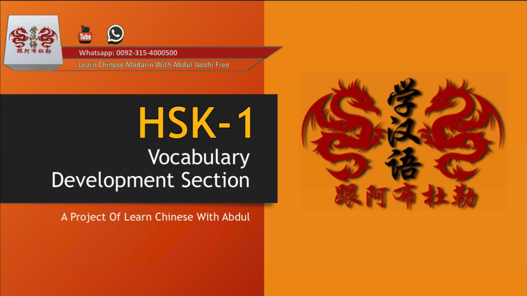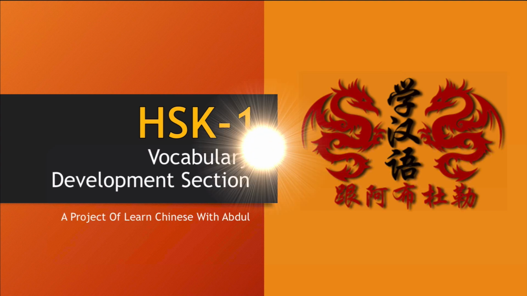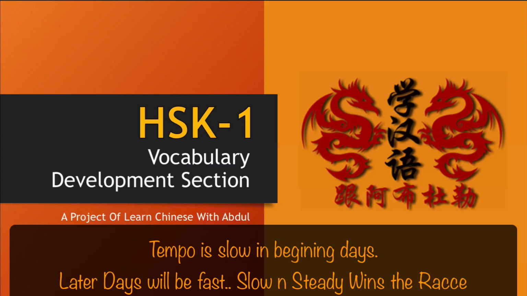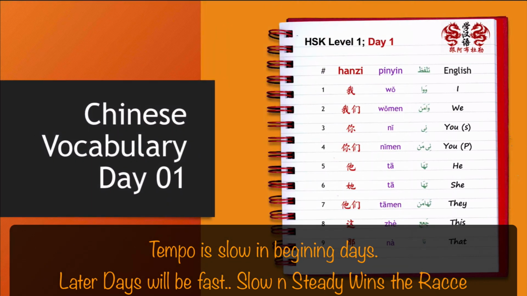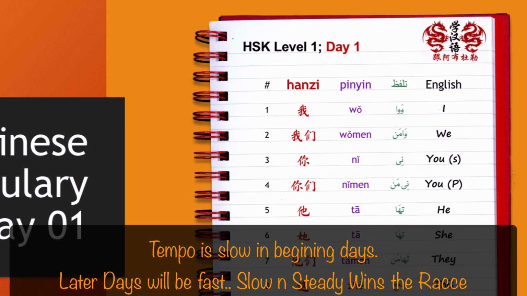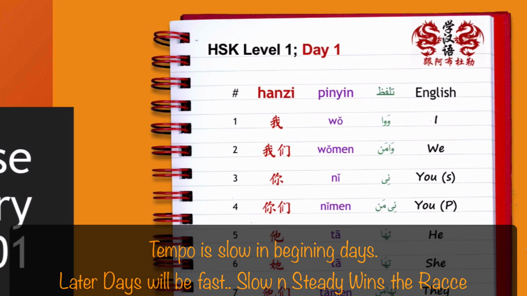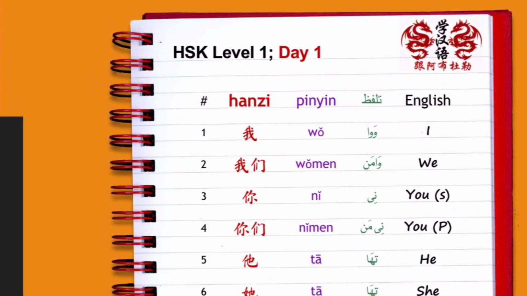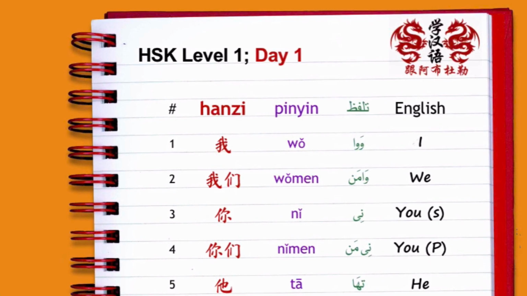This is the Vocabulary Development section of Learn Chinese with Abdul. In this section, we are going to prepare vocabulary for HSK Level 1. We have designed a 15 days course to prepare the vocabulary of HSK Level 1. Today is Day 1. Let's start from Day 1. Today we are going to learn only 9 words. Please listen carefully to the pronunciation and meanings of the words.